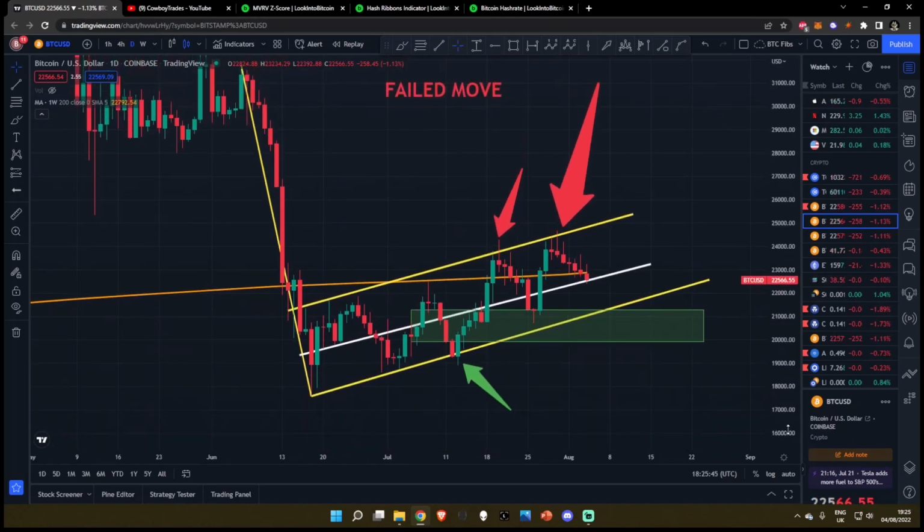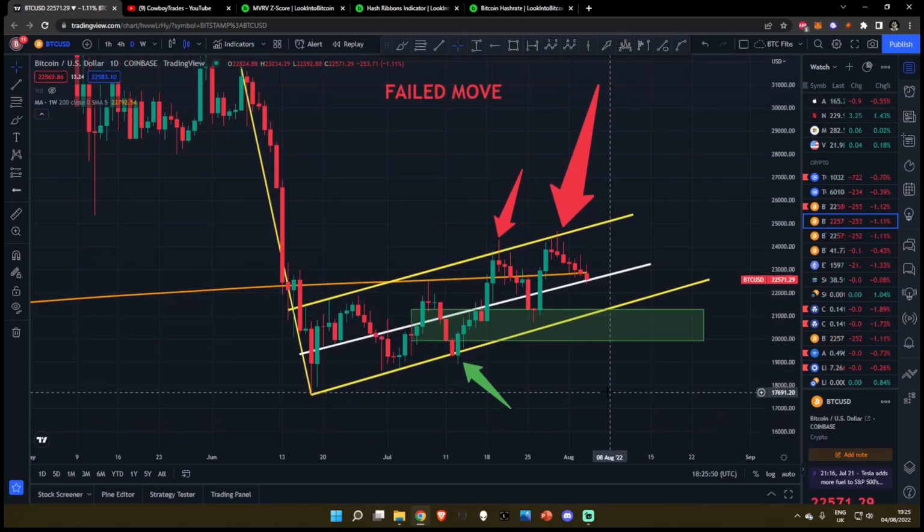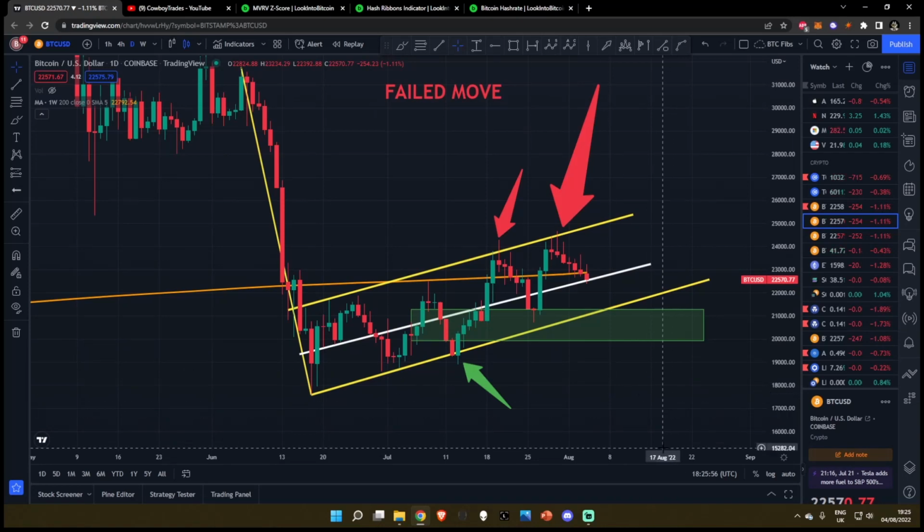I don't want to make this about TA. I do want to look at the on-chain metrics for the next video or two, but you can see that Bitcoin very much looks like it's struggling. We are in a bear flag. We're below the 200-week moving average. Just not a lot of things that I would be getting out of bed for at this moment in time, especially after the last two failed moves.